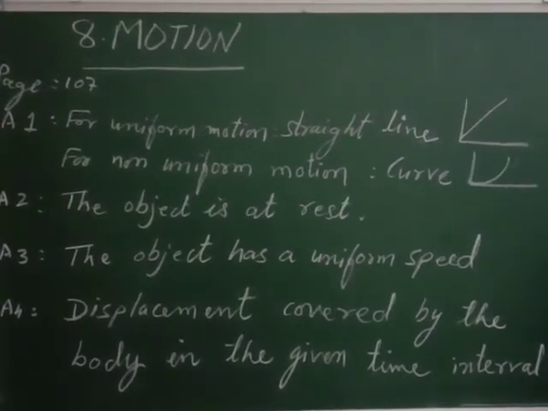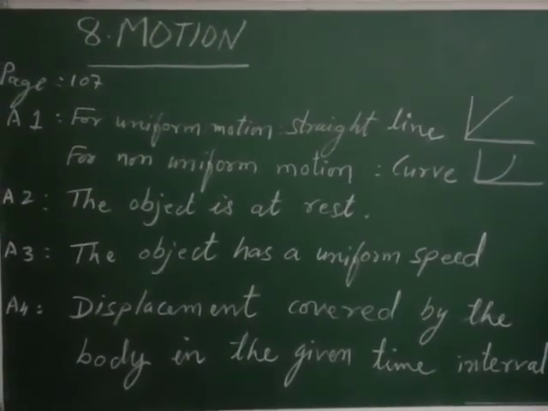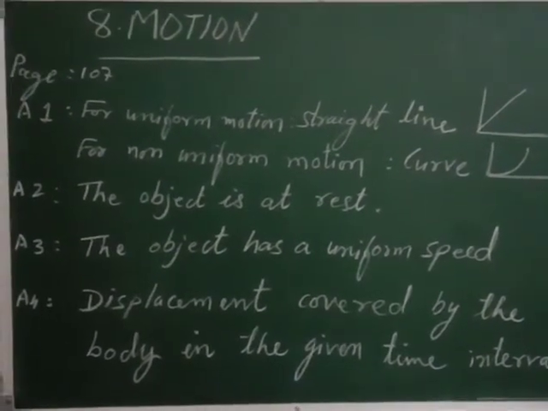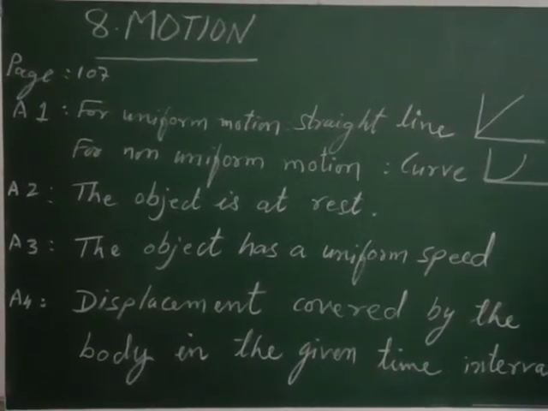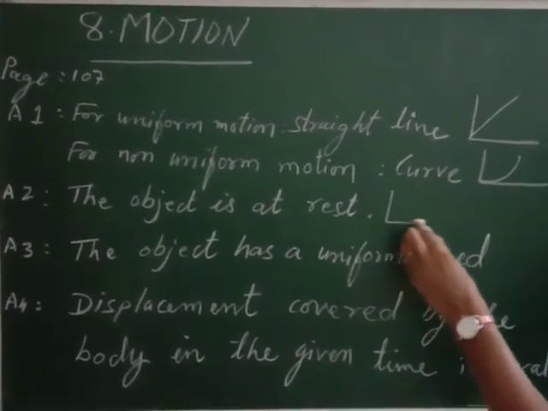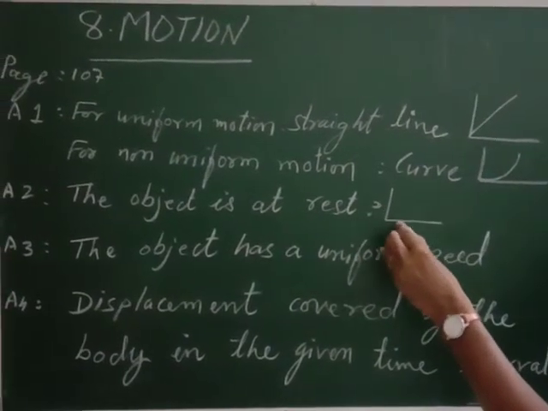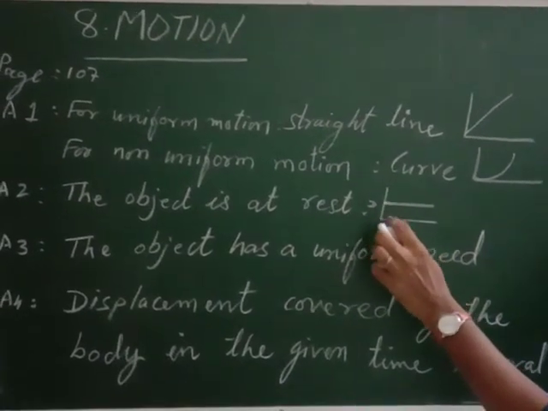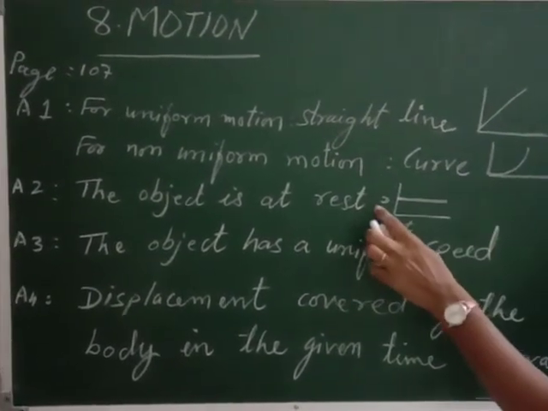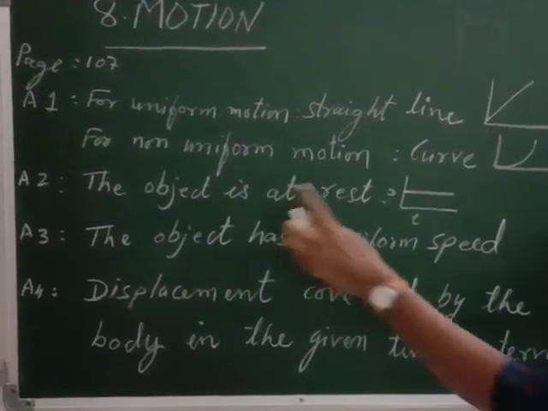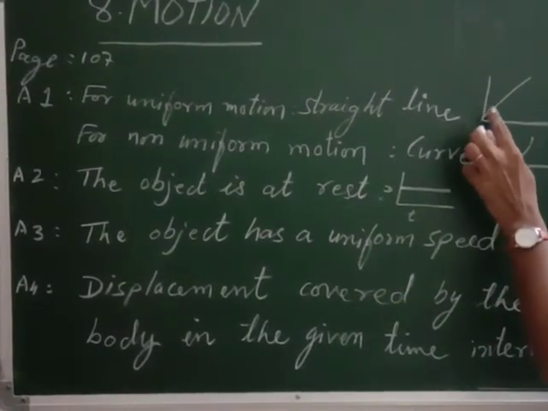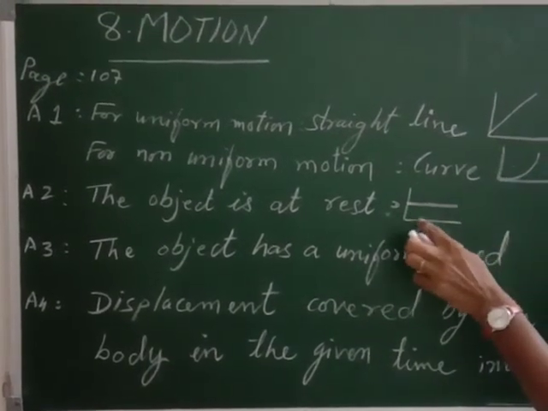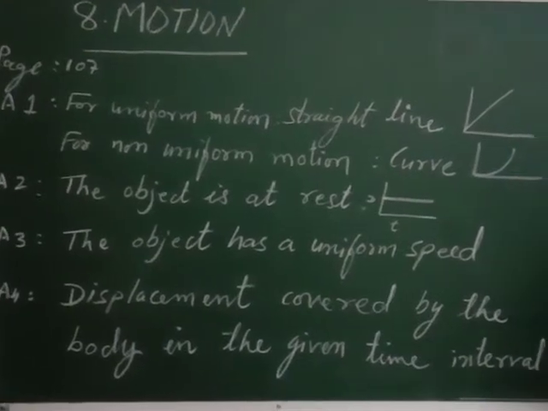Okay. Now, question number 2. What can you say about the motion of an object whose distance time graph is a straight line parallel to the time axis? That means if I have a graph of this type, here this is distance and here this is time. So if it is like this, what type of motion is it? Actually, the time is increasing, the distance is not increasing. That means the object is at rest. So a straight line is uniform motion, and if a curve is there, it is non-uniform motion. If it is parallel, then the object is at rest.